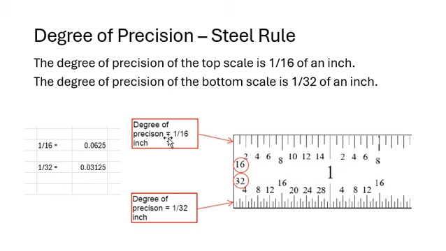So I think now you get what the degree of precision is on a steel rule. The steel rule has two different scales, okay? 1/16 and the other one is 1/32.